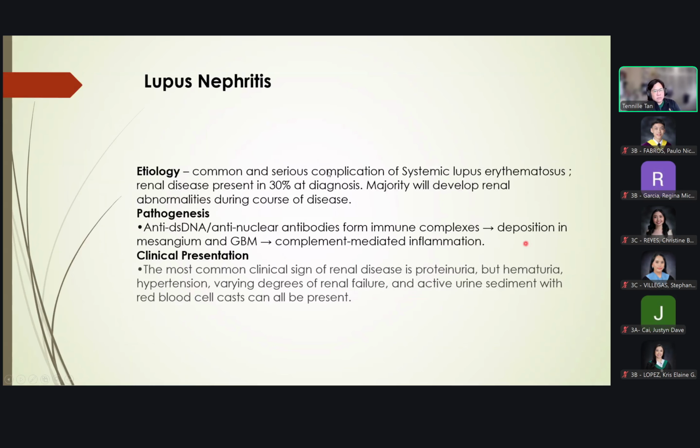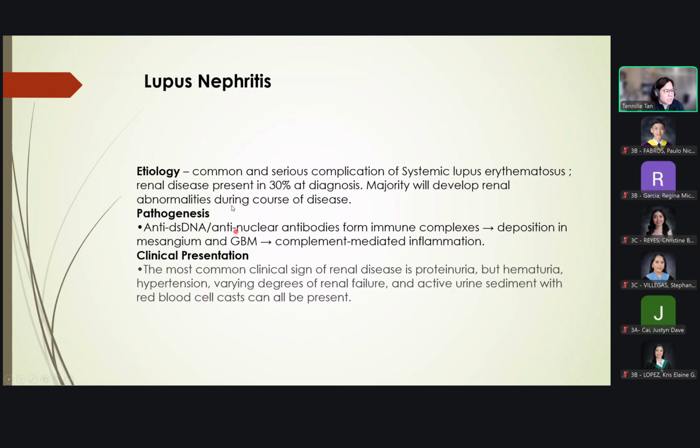Right, then the third nephritis here is lupus nephritis. So etiology, it's a common and serious complication of systemic lupus erythematosus. Renal disease is usually present in 30% of patients at diagnosis, and the majority of patients with lupus will eventually develop renal abnormalities during the course of their disease. There have also been patients that have been diagnosed with SLE by kidney biopsy.